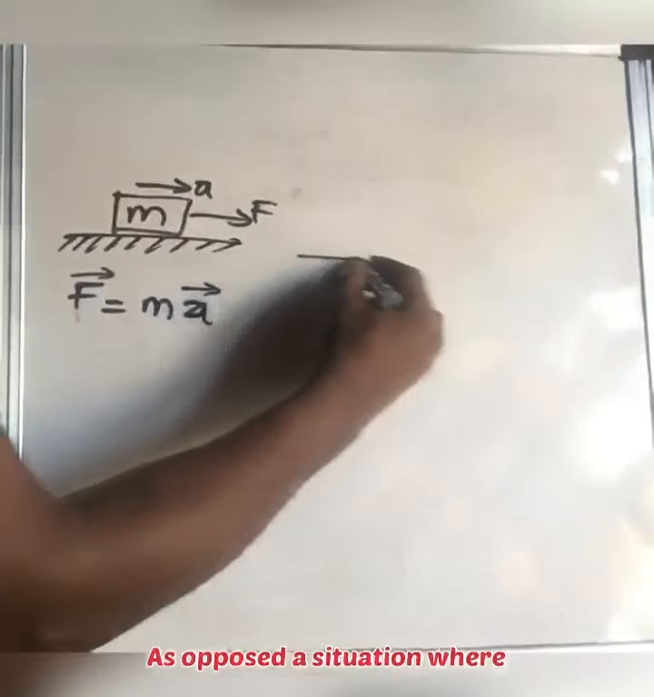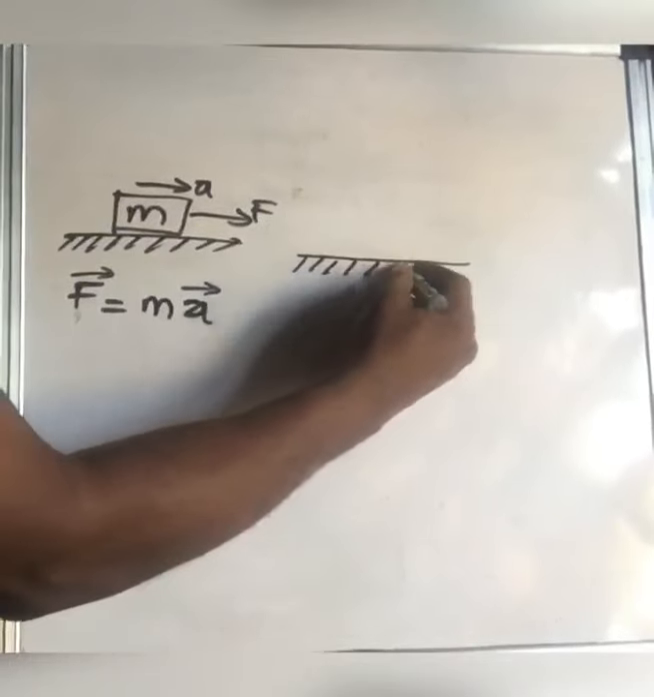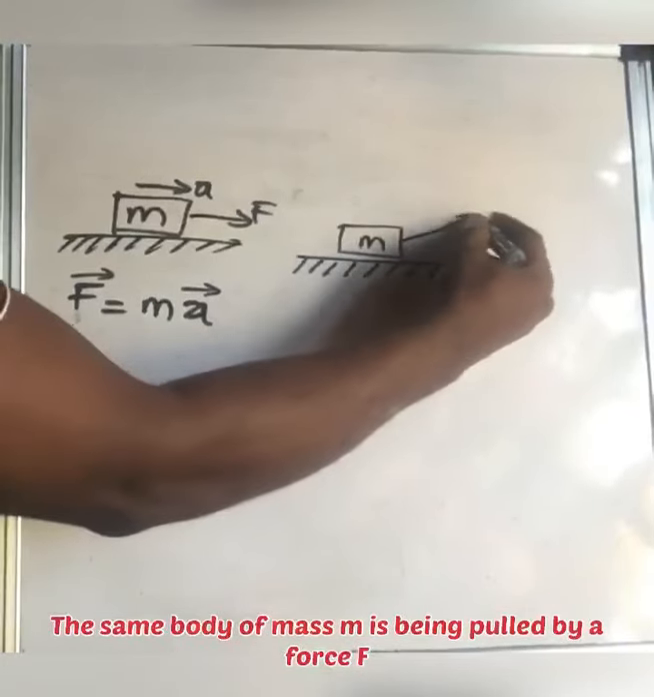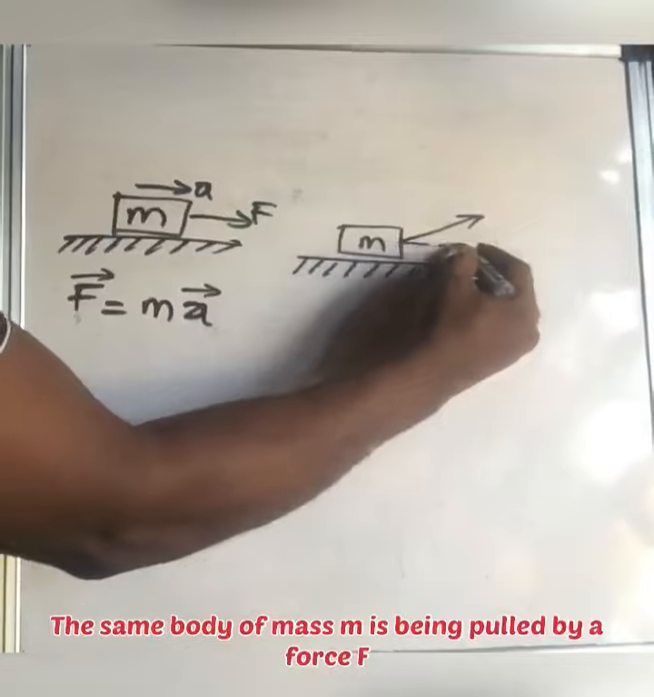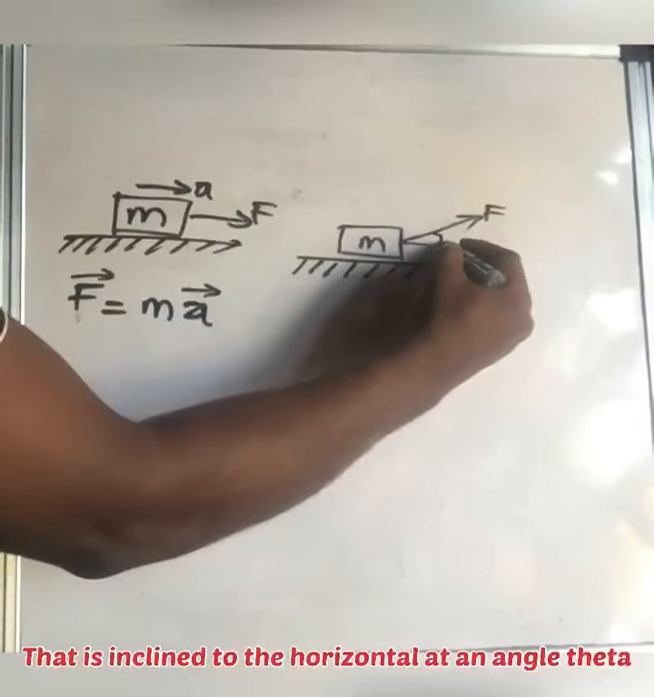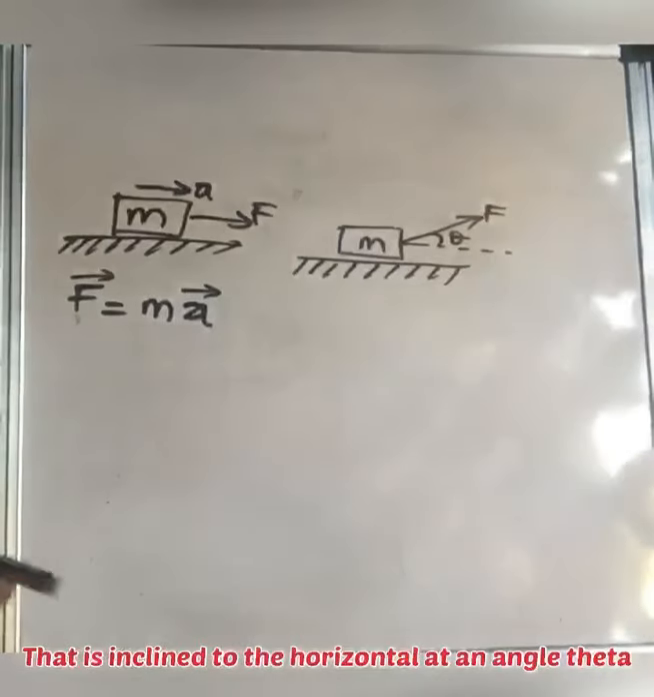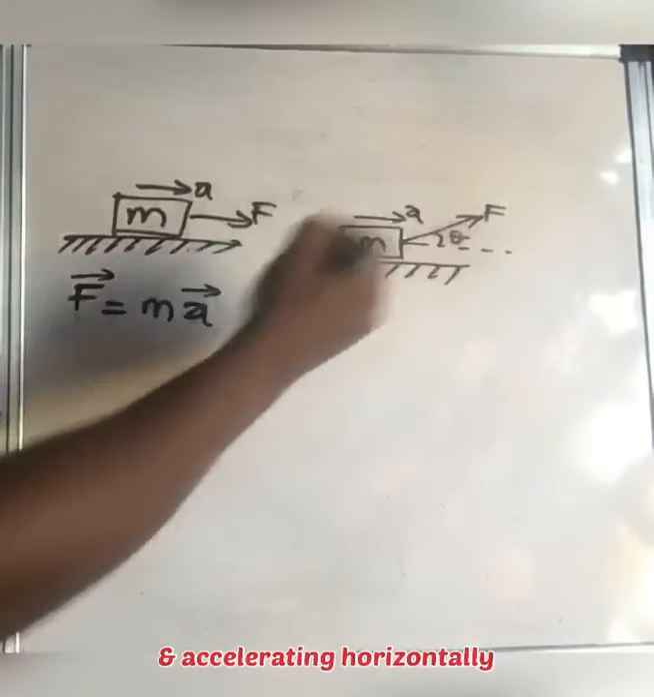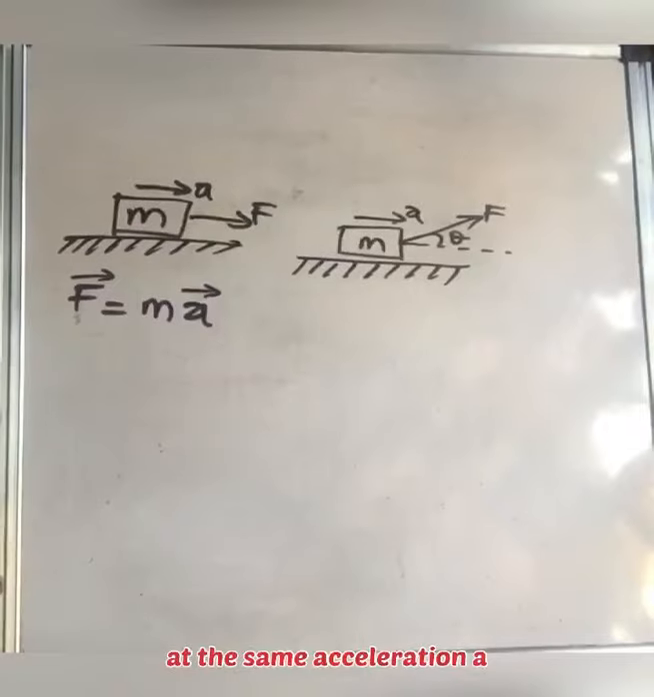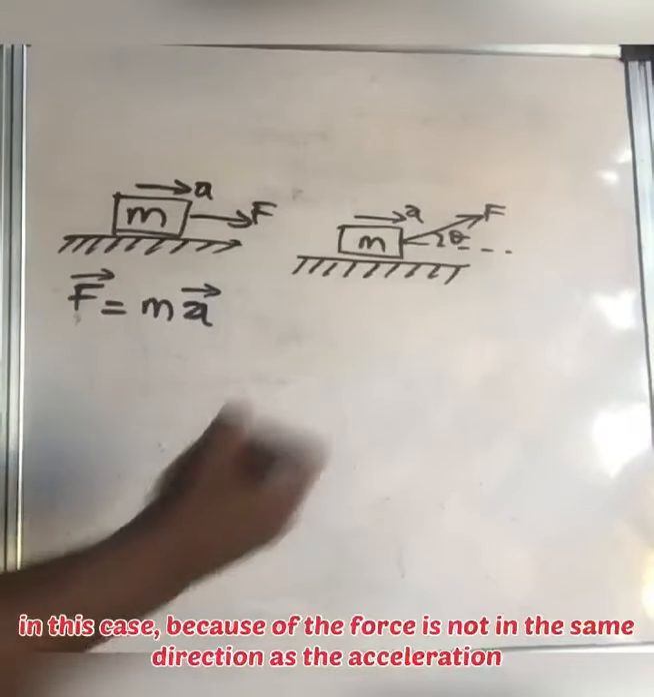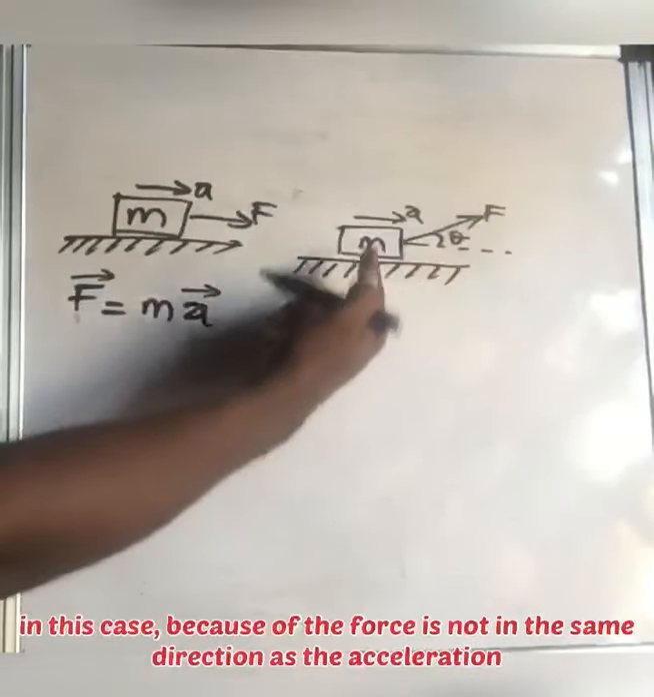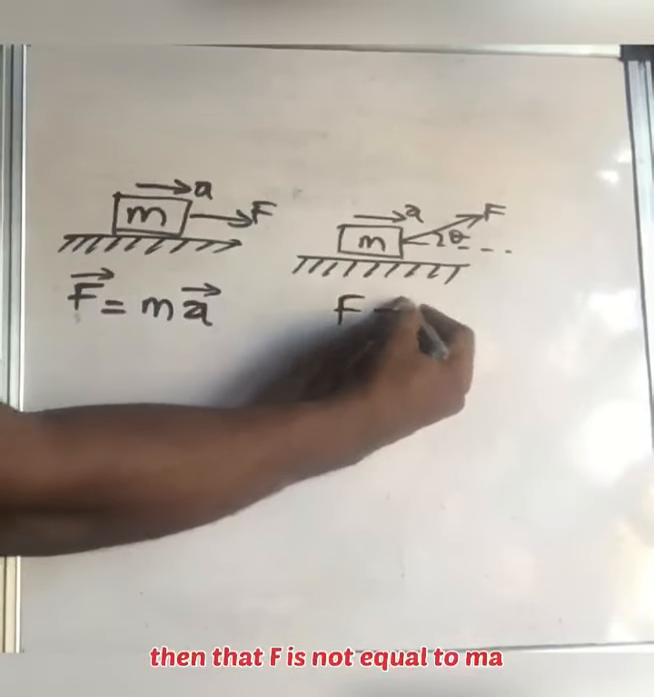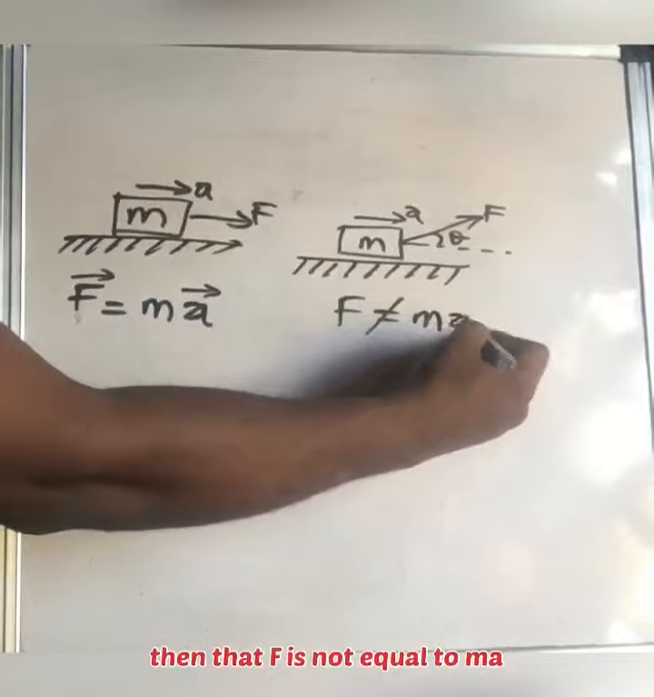As opposed to the situation where the same body of mass m is being pulled by a force F that is inclined to the horizontal at an angle theta and accelerating horizontally at the same acceleration a. In this case, because the force is not in the same direction as the acceleration, F is not equal to ma.